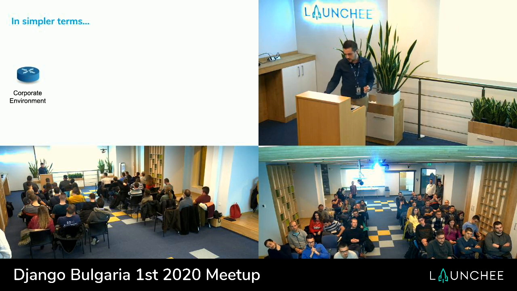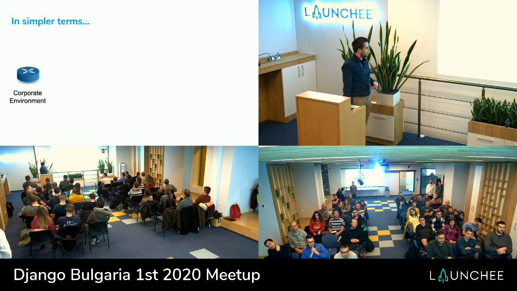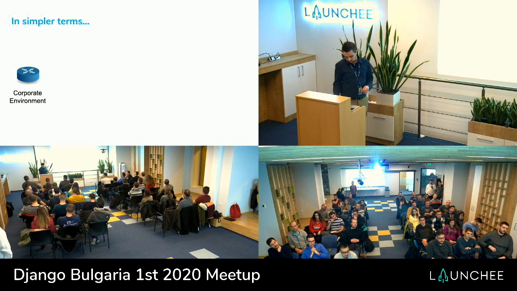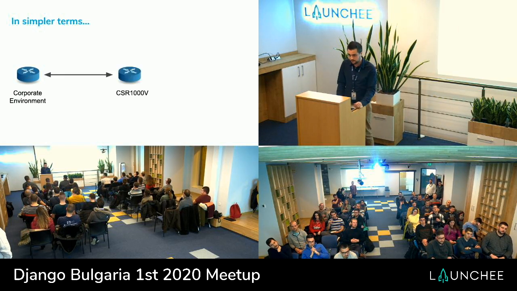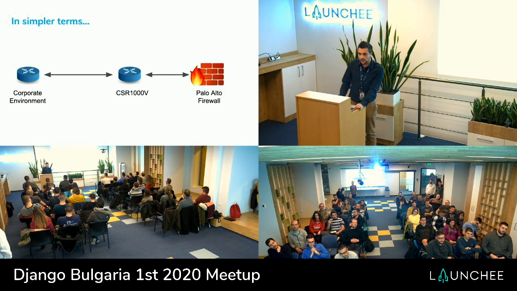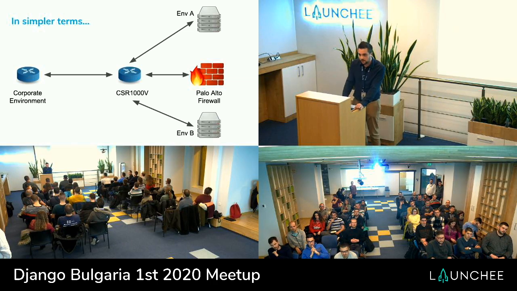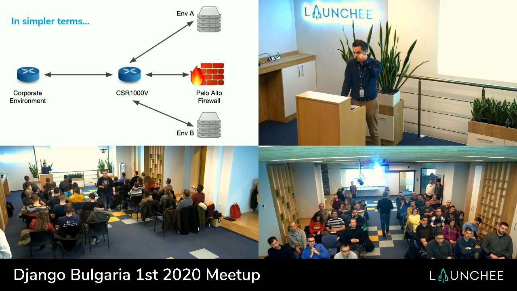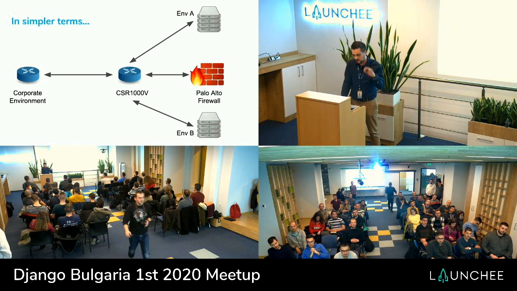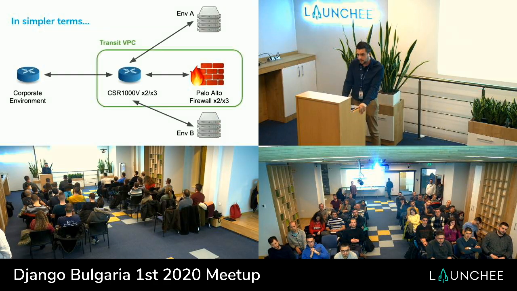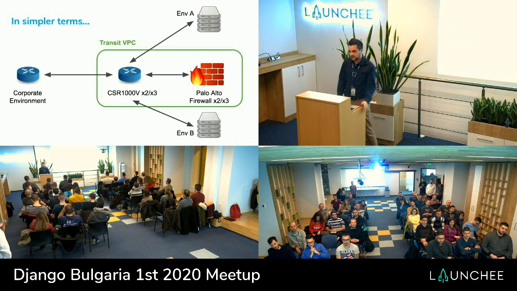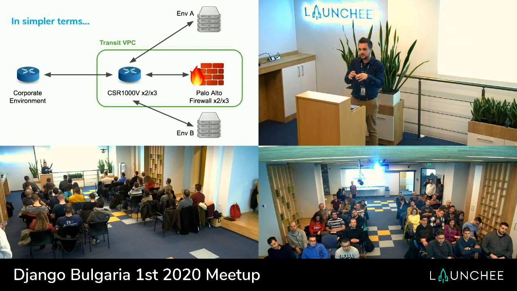First, we have our customer corporate environment, and then we want to have virtual routers in the cloud. We want to have Palo Alto firewalls that will be securing the communications coming from the corporate environment and the cloud. And we're going to have environments located on the AWS cloud as well. The whole point is that the traffic goes around between the routers and the firewalls, to make sure that everything is following the security procedures. What you see here, the routers and the firewall, is what we call the Transit VPC, as it is the core hub where everything will go through.